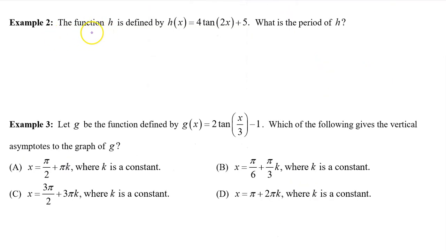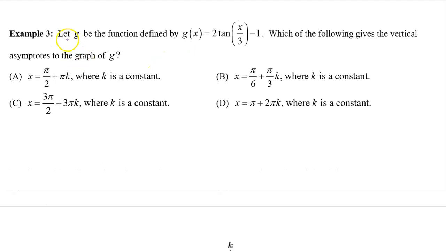Example 2. The function h is defined by h of x is equal to 4 times the tangent of 2x plus 5. What is the period of h? We know that for a tangent function, the period is given by pi over b. So in this case, the period will equal pi over 2. And that's it.